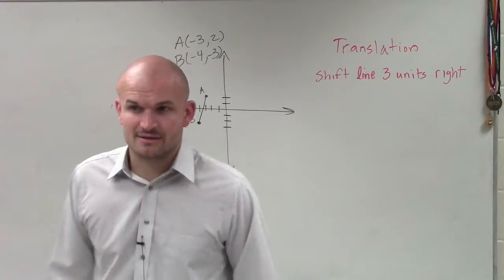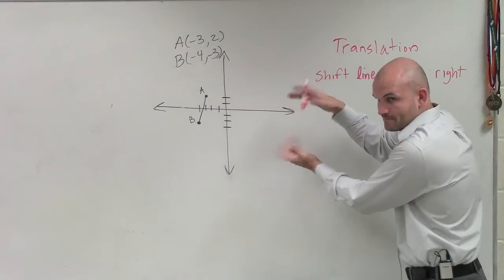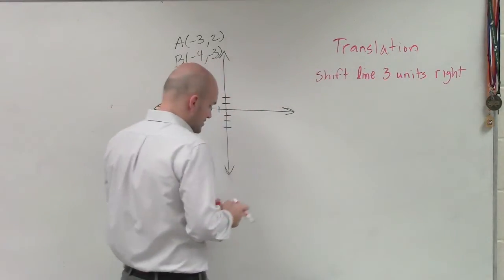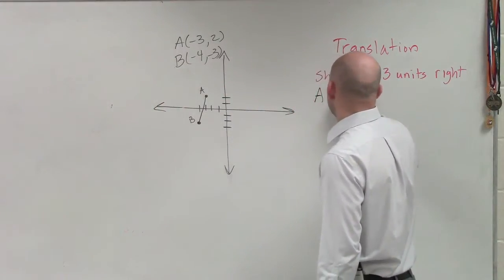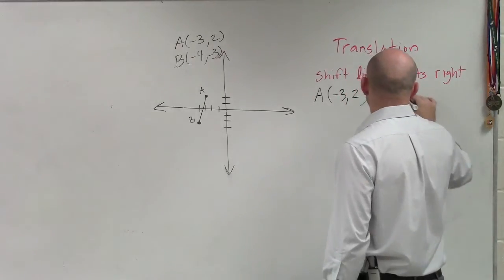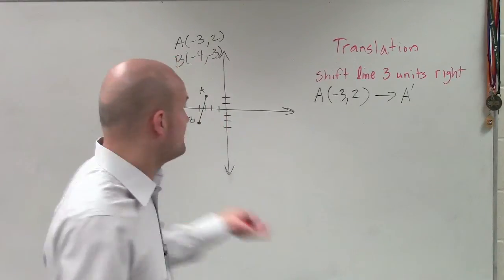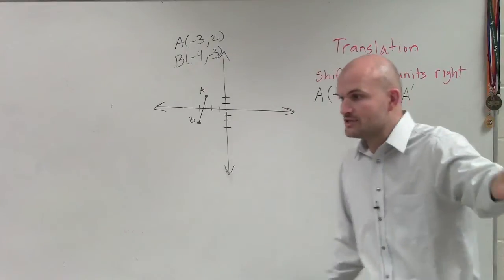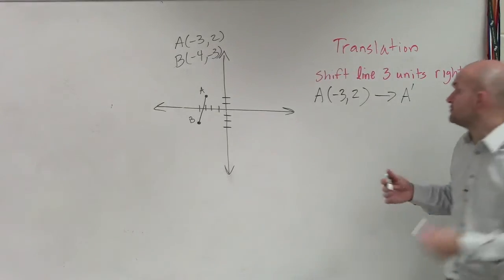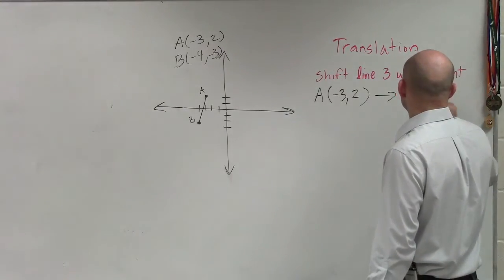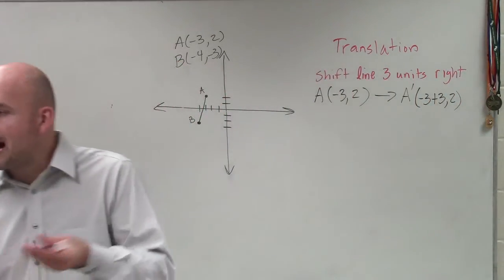Or shift the line. So what you guys are going to do is take this line and move it over 3 units, right? Okay. So what I would tell you guys to do is, if we know A is at negative 3, comma 2, and I want to say what is now A prime, right? What am I going to do to the x coordinate, negative 3? If I shift this graph 3 units to the right, what am I doing? You're adding 3, right? You're moving it 3 units in the positive direction. So I'm going to write negative 3 plus 3, comma 2. I'm going to add 3, moving it in this positive direction.